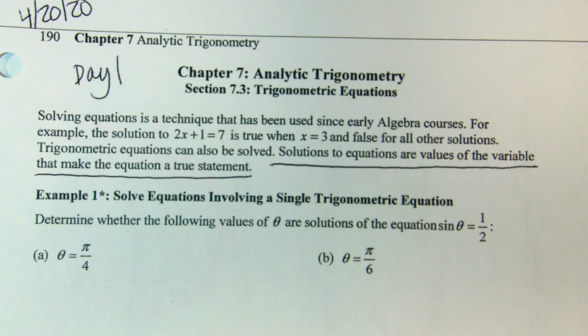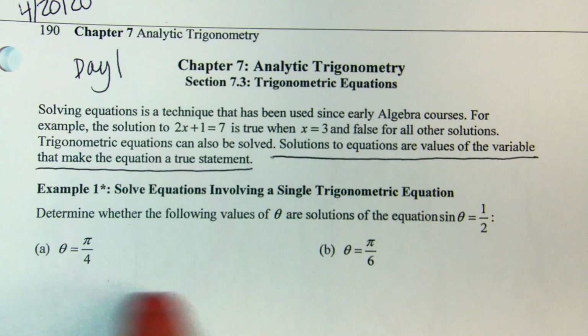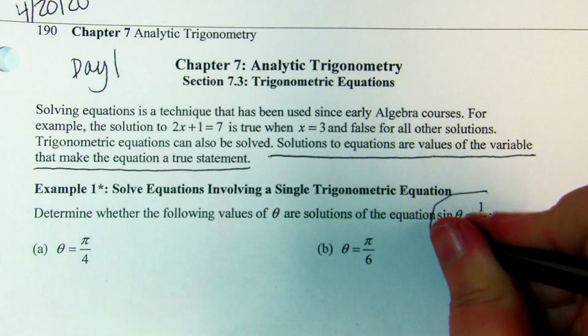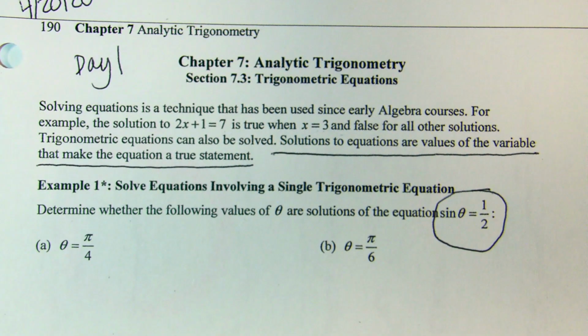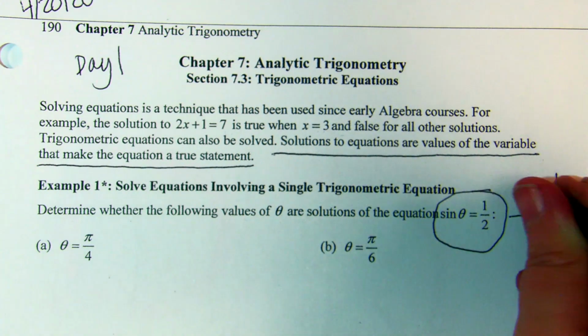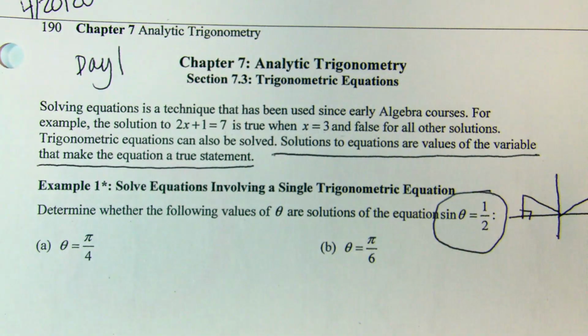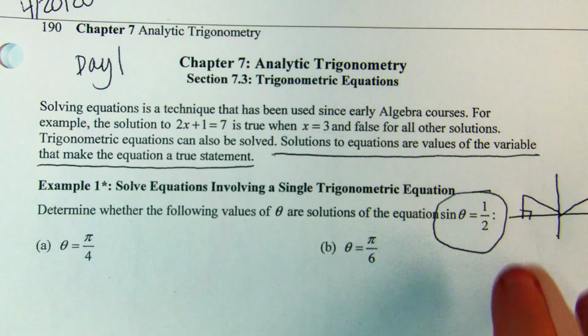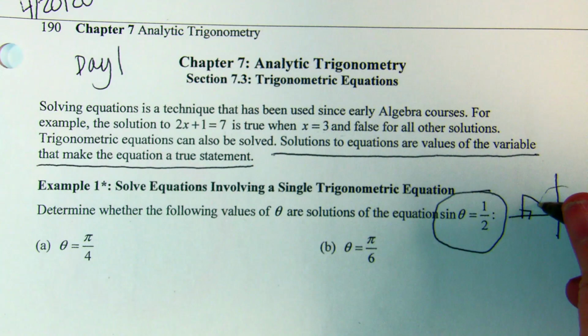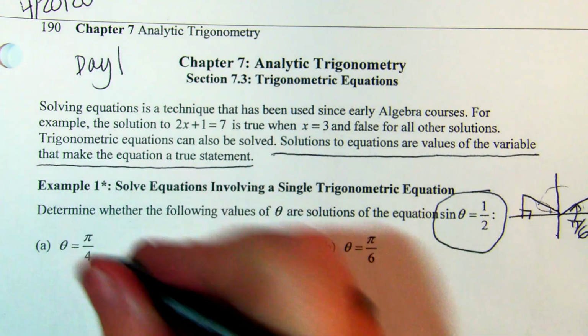So we're going to determine whether pi over 4 or pi over 6 are solutions of the equation sine theta equals 1/2. Well, if we think about the unit circle, which we spent a lot of time learning, when sine is 1/2, it's there and it's there. Because sine is positive when you go up, and this is 1/2, it's short. So that angle in radians is pi over 6, or 5 pi over 6 if we go to this one. It's not pi over 4.